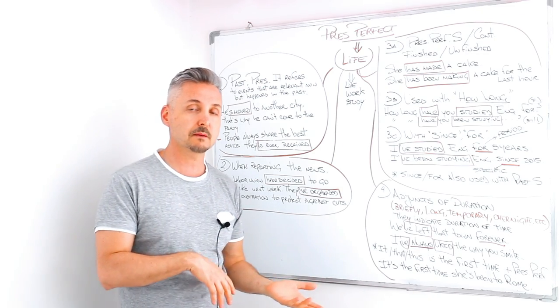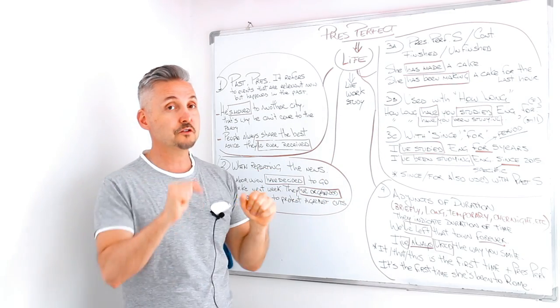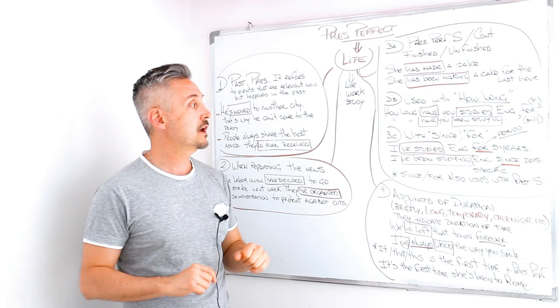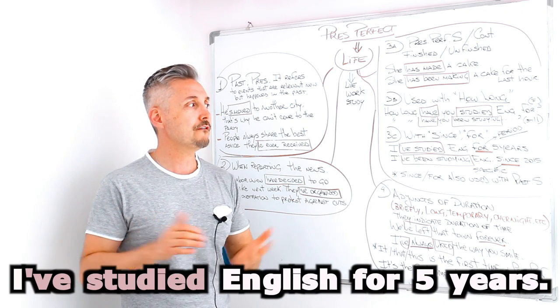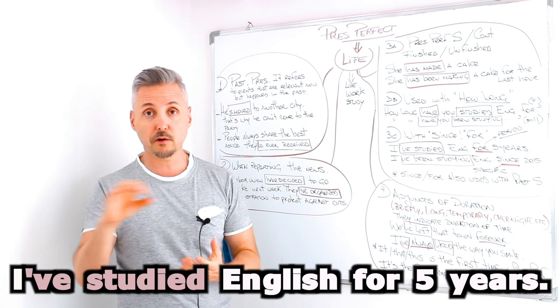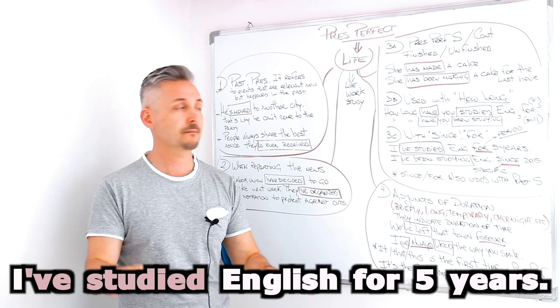Present perfect simple or present perfect continuous. Like answering the question before, right? How long have you studied English for? I've studied English for 5 years. I used for to indicate a period. For five years. So I don't study English anymore, right?